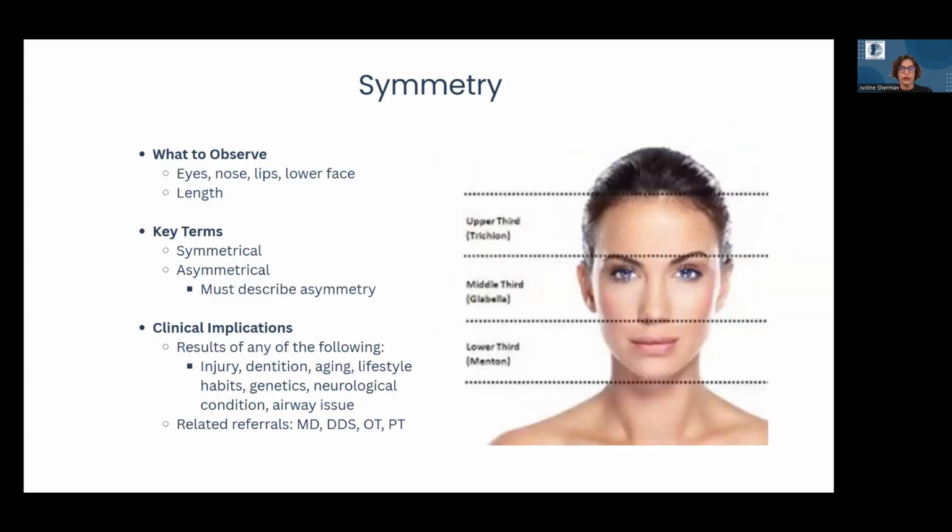So now we're going to look at symmetry. Once I've observed posture, I move to facial symmetry, both at rest and during movement, because symmetry gives me critical information about neuromuscular control, structural integrity, and compensatory patterns. Facial symmetry is not cosmetic. It really reflects how cranial nerves, musculature, and the airway are functioning together.